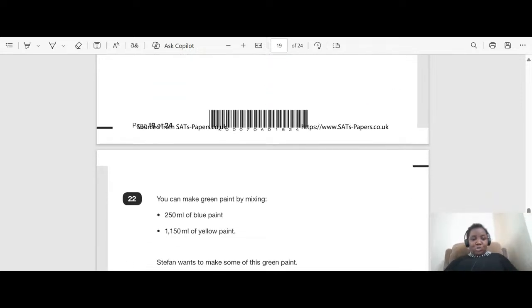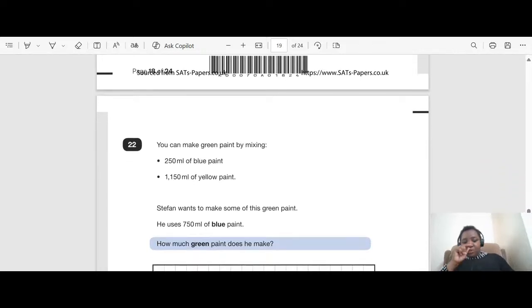Now question number 22. You can make green paint by mixing 250 ml of blue paint, 1150 ml of yellow paint. Stefan wants to make some of this green paint. He uses 750 of blue paint. So how much green paint does he make?